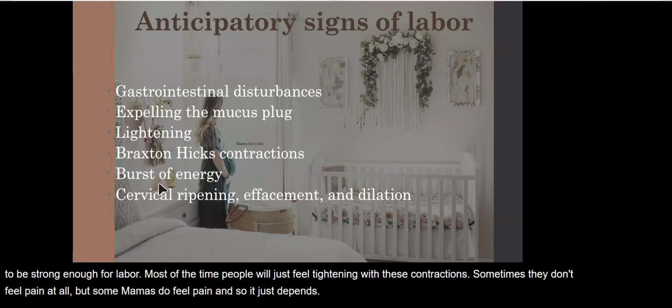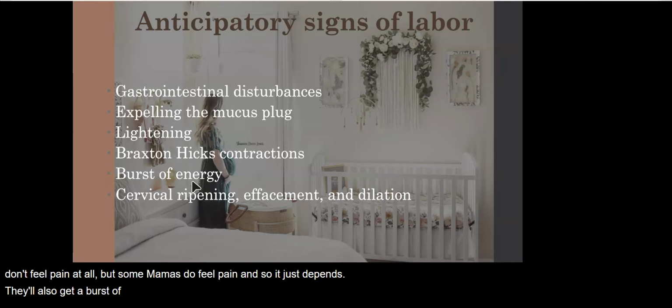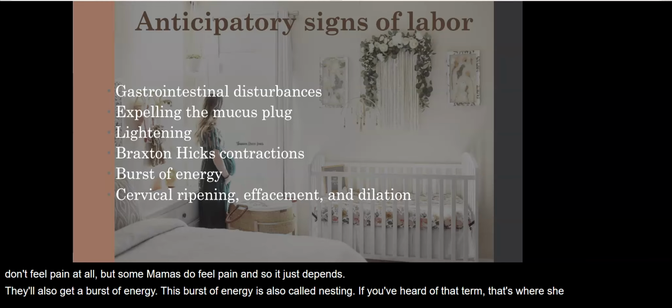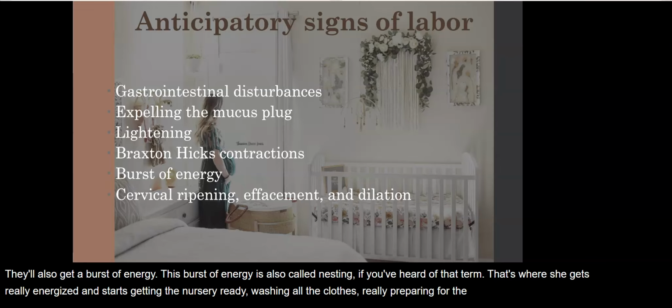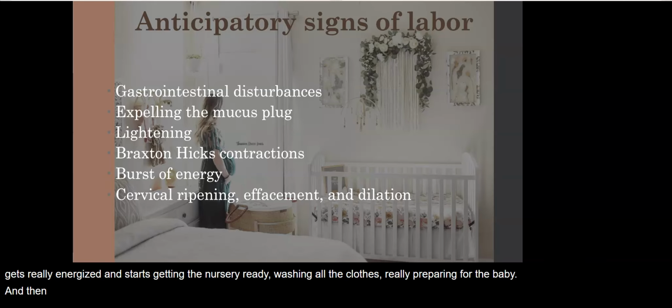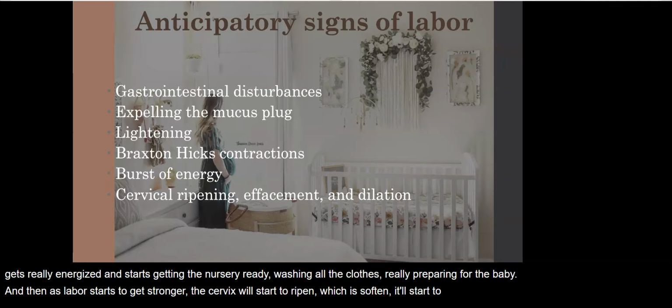They'll also get a burst of energy. This burst of energy is also called nesting, if you've heard of that term. That's where she gets really energized and starts getting the nursery ready, washing all the clothes, really preparing for the baby. And then as labor starts to get stronger, the cervix will start to ripen, which is soften. It'll start to thin or efface, and it'll start to dilate or open.